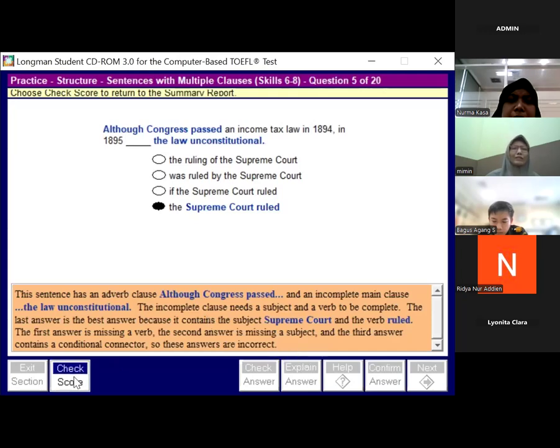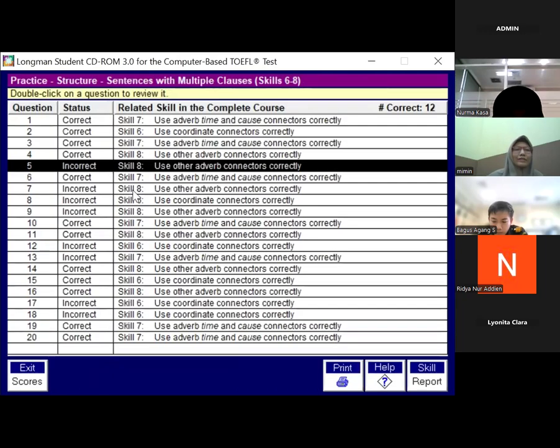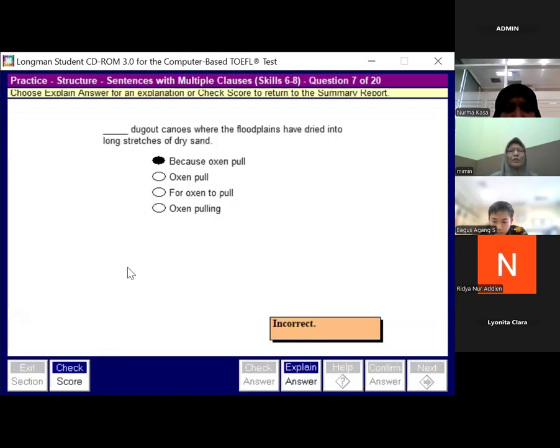All right, now let's take a look at number 7. Which one do you think is correct? Because oxen pulled dug out canoes where the floodplains have dried into long stretches of dry sand. If you answer A, the sentence is not yet finished. It's still an adverb clause. We already have a connector, actually. What is the connector? Connectornya yang mana? We already have a connector.